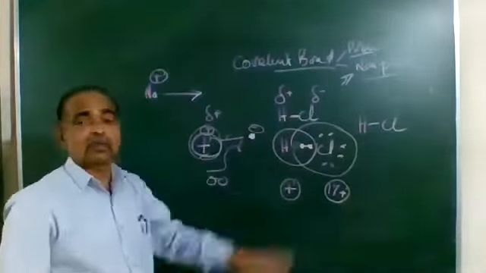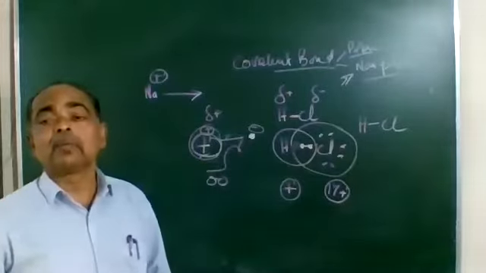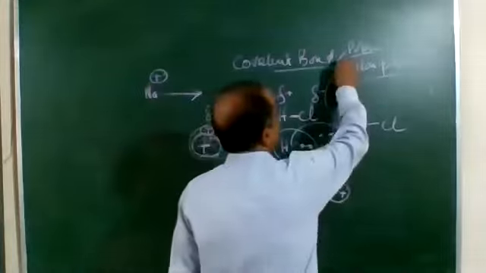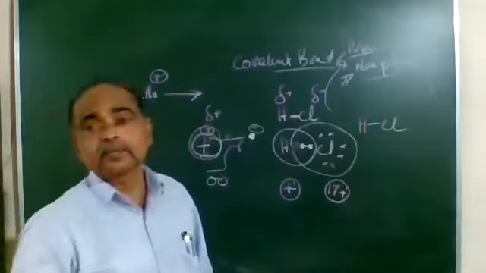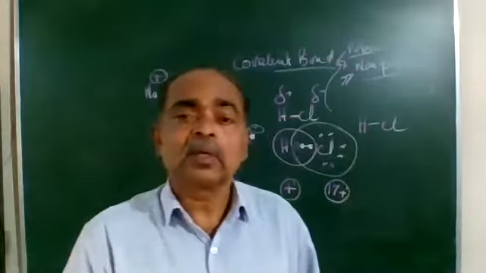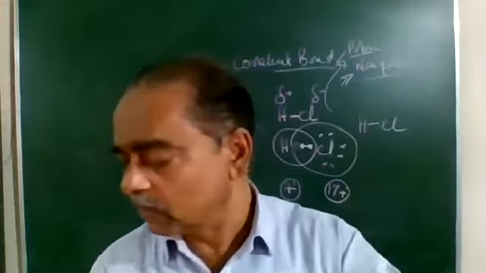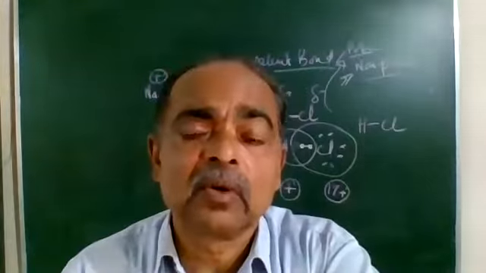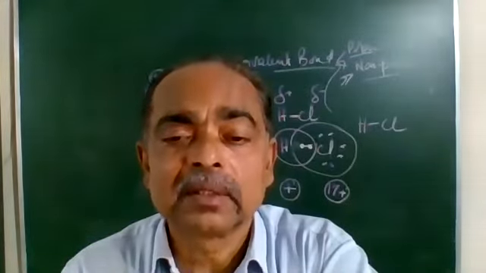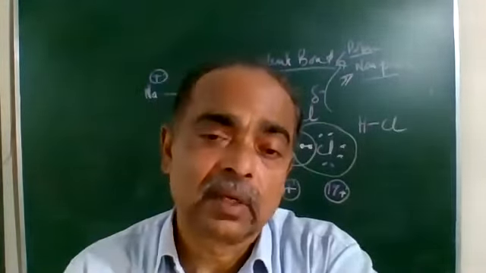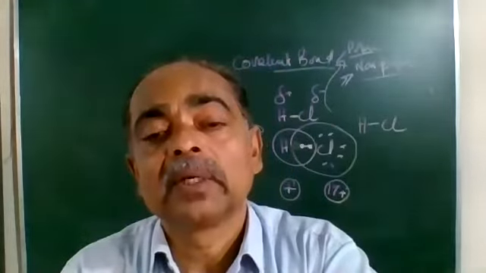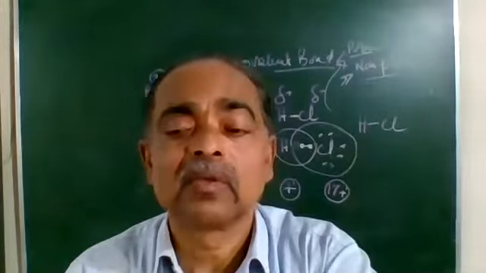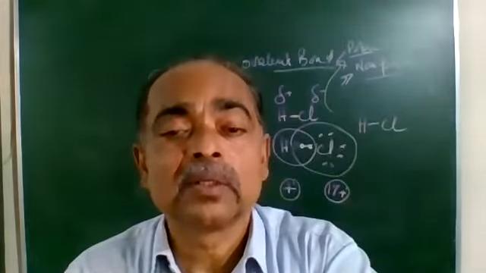So in this situation, what has happened? The sharing has become unequal, and this unequal sharing is known as a polar covalent bond. Whenever a covalent bond is formed between atoms of dissimilar elements, it becomes polar. And between atoms of the same element, it is non-polar. Understood it? Non-polar means there is no difference of charge. And polar means, you understood it?